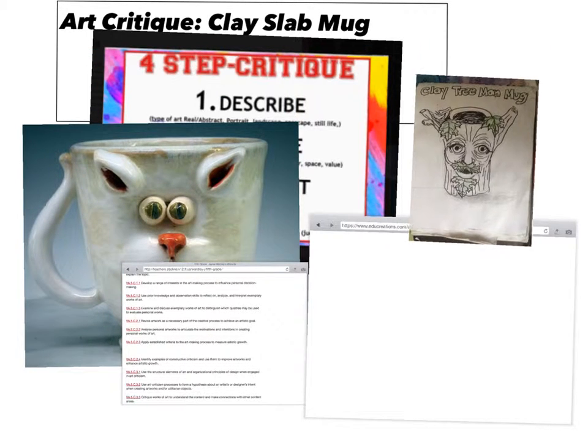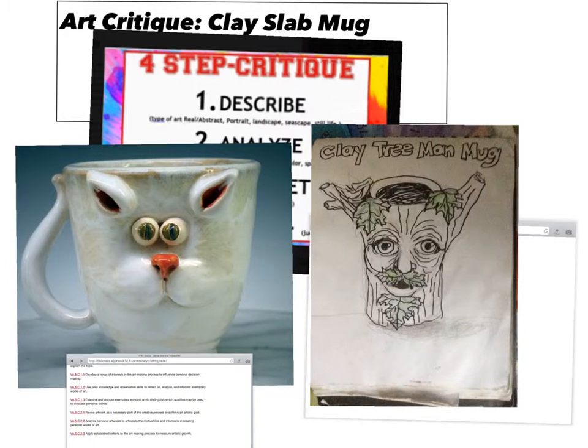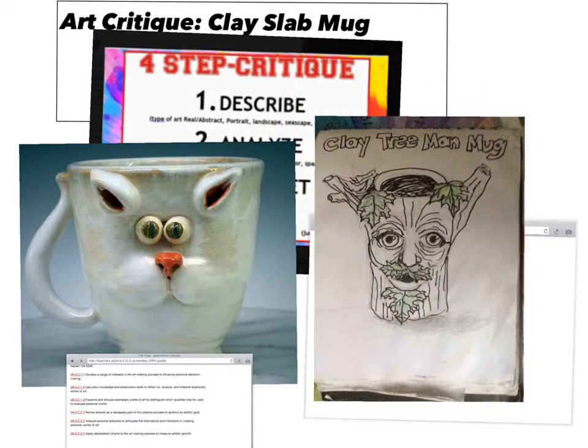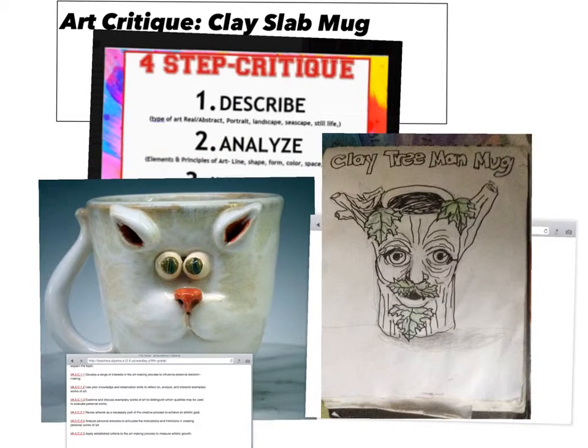Okay, so the first thing we do in an art critique is we describe. So I'm going to look at my mug and the cat mug and describe how they are alike and different. Well, my tree mug obviously has a face. The kitty cat has a face, so that's similar. What's different is the texture. My mug is going to have a rough, bumpy texture. The cat mug is very smooth.